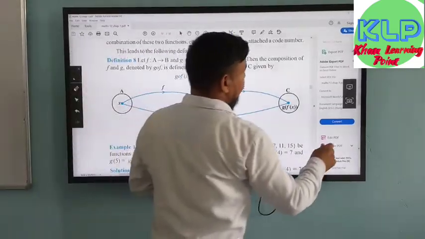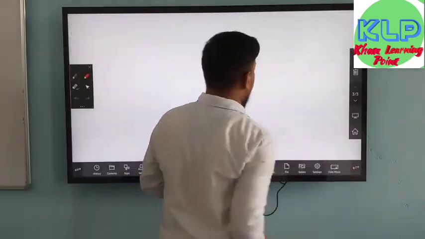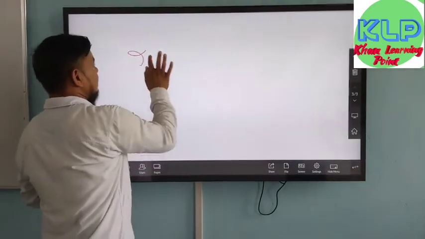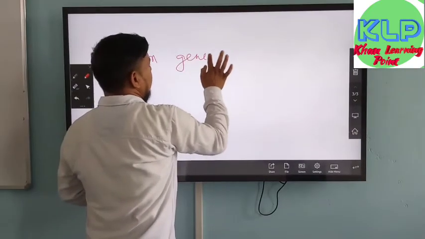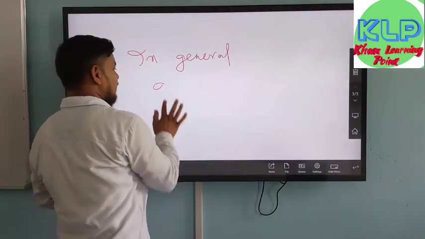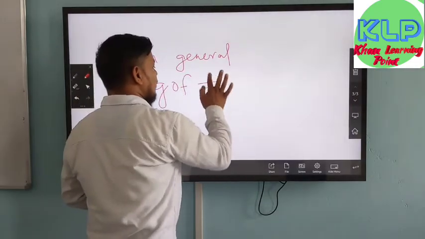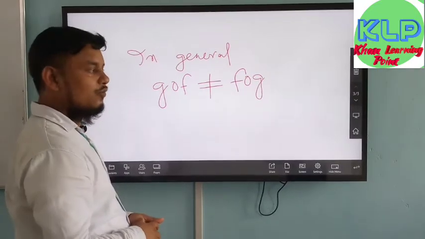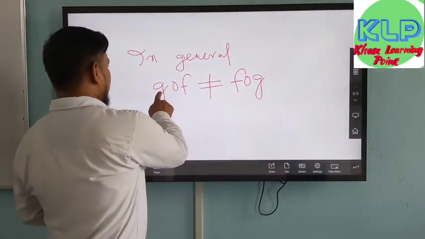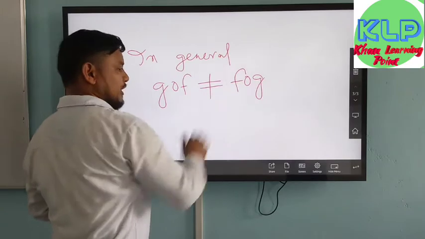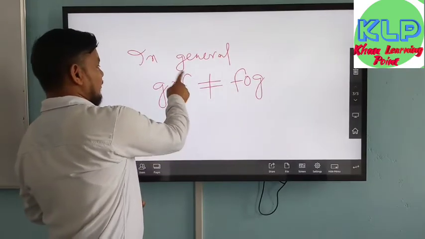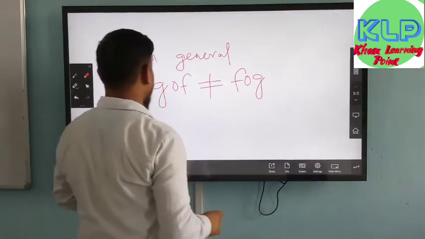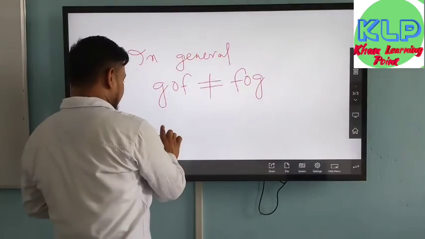And in general, gof is not equal to fog. Here composition of g with f, composition of f with g. Here f is operated first followed by g, but here g is operated first followed by f. Okay. That is, we found what?